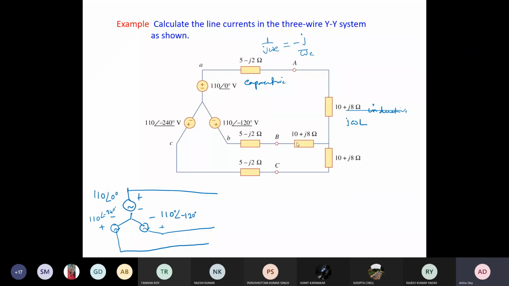These things happen because of something called the Ferranti effect. There we use capacitance to improve the power factor, so for power factor improvement we do this kind of thing. Anyway, this is a capacitive part, in series with the inductive load. So we can add them up and write it as 15 plus j6, and that is the same for both the cases.